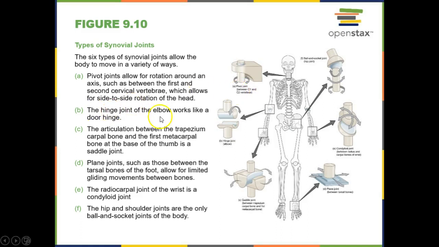A hinge joint is a joint that works on one axis, so these are both just uniaxial joints. A hinge joint is going to allow the bones to move in one direction. Hinges typically allow for increasing or decreasing the angle of a joint. So an example of the hinge joint would be the humeral ulnar joint, allowing us to move our forearm or our hand to our shoulder.